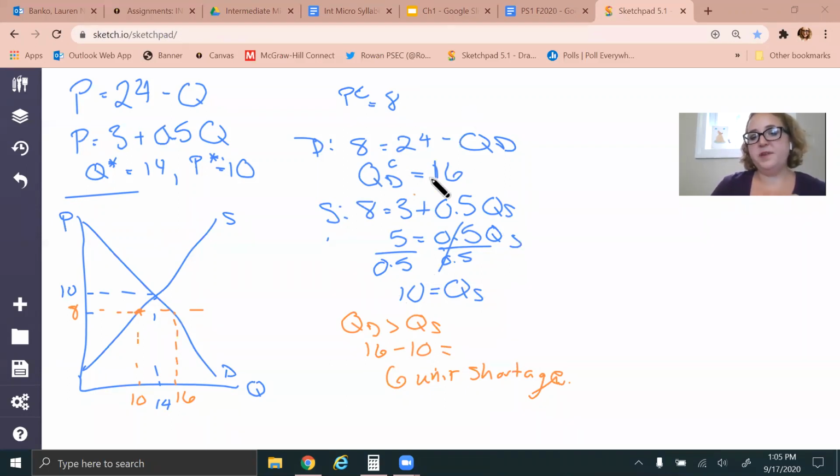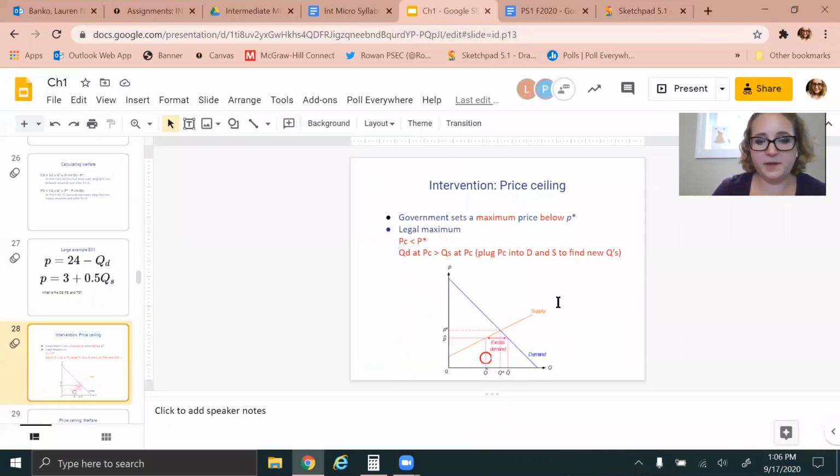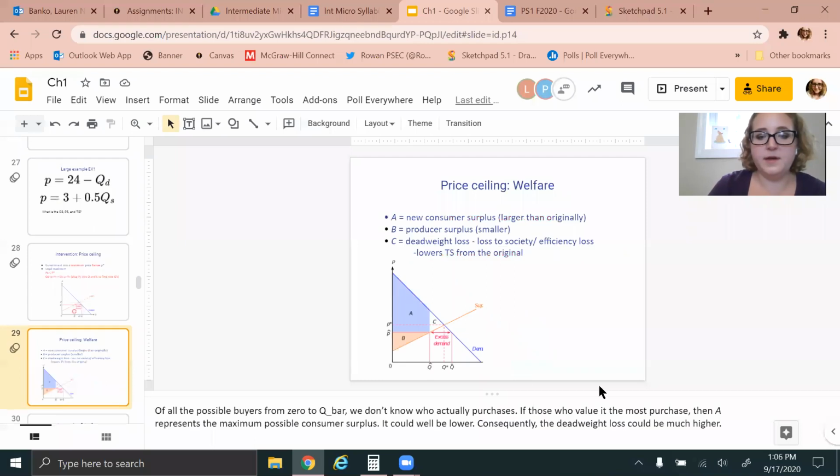Even though there's 16 people that want it, there's only 10 to sell. So that's the amount actually in the market. The 16 is just how much we want, but this is what's being sold. Now I'm going to go back to the slides just because this looks probably a little nicer, but it is somewhat hard to see.